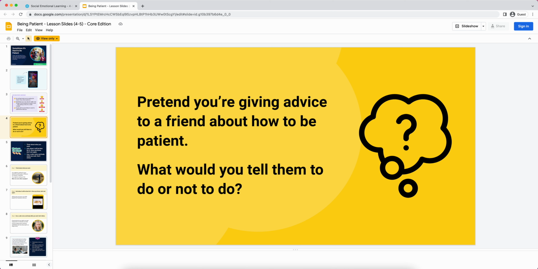And then once we've gotten past our why or a rationale, we look at prior knowledge. So I would ask the students, pretend you're giving advice to a friend about how to be patient. Like, what does it look like? What does it sound like? How do you do it? What's going on in your brain when you're being patient?